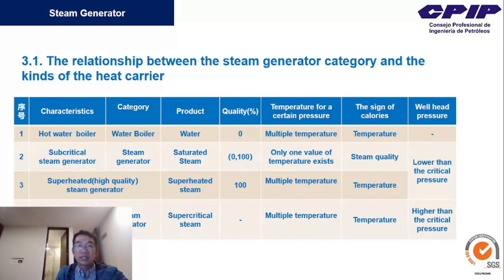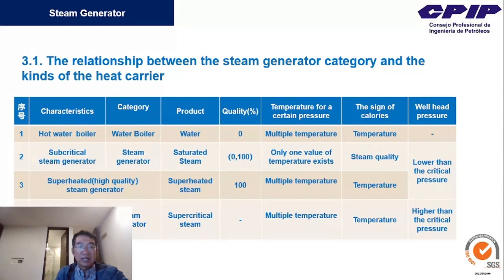3.1, the relationship between the steam generator category and the kind of the heat carrier. There are 4 kinds of steam generator. The first one is the hot water boiler. It produces water, and the quantity of steam is 0. The temperature for a certain pressure is a multiple temperature. The sum of calories is temperature.